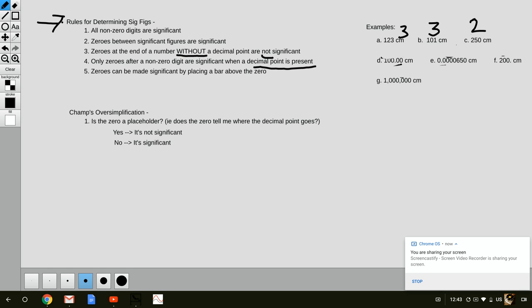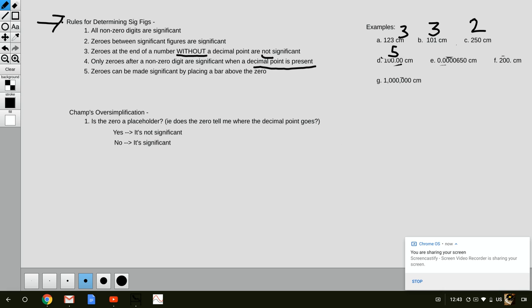Now in D, are those zeros telling me where the decimal point goes? The answer is no, it is not. It is not telling me that because the decimal point is already telling me where the decimal point goes. So therefore, they're all significant. So we'd count them all. There's 5.